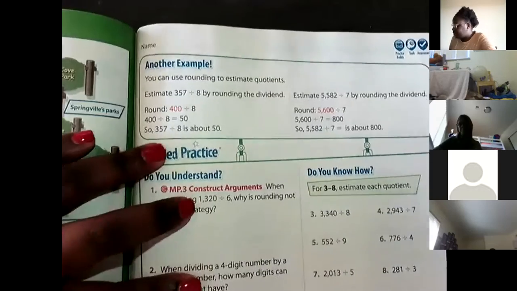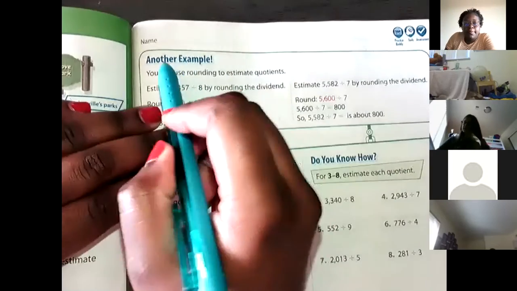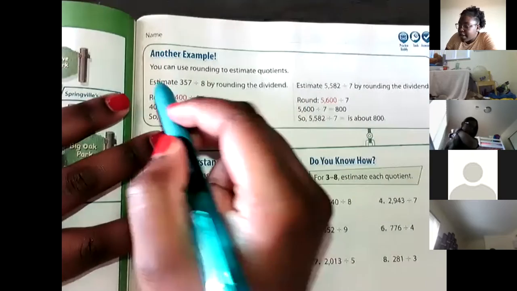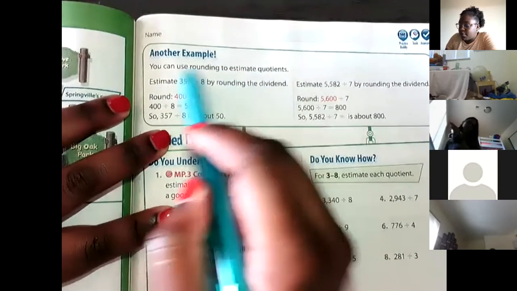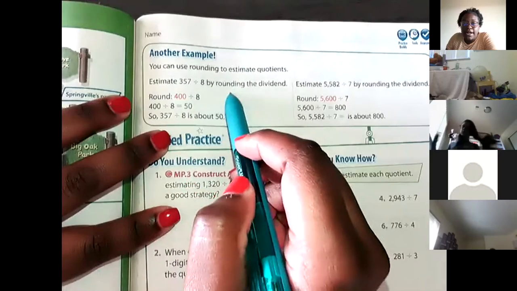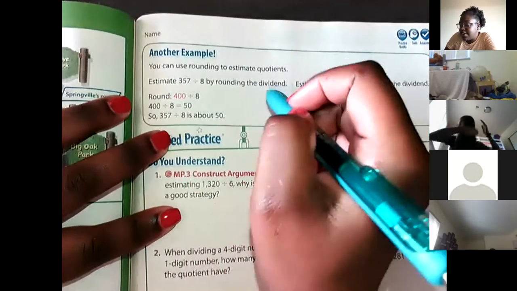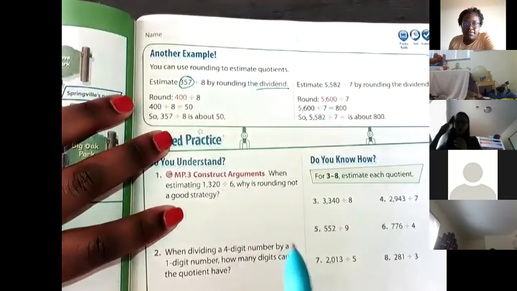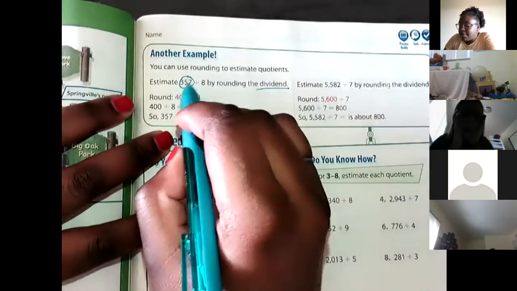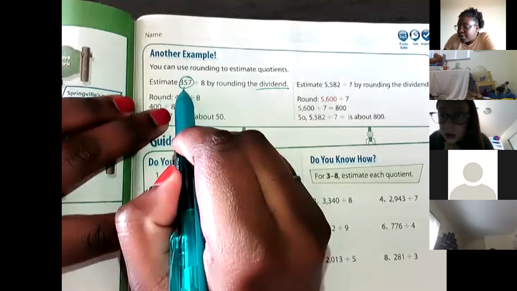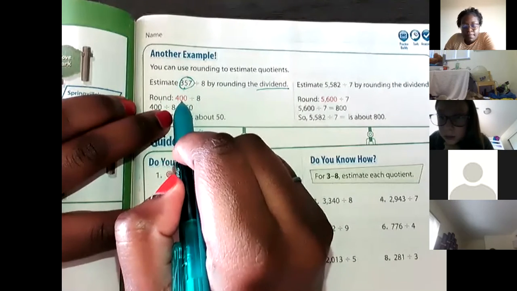So 267, another example. So here they're just giving us another example of what we've been working on so far. You can use rounding to estimate the quotients. Estimate 357 divided by 8 by rounding the dividend, the number we are dividing. What number are we dividing? 357. Okay, so we need to round this number. So we are going to round 357 to 400.